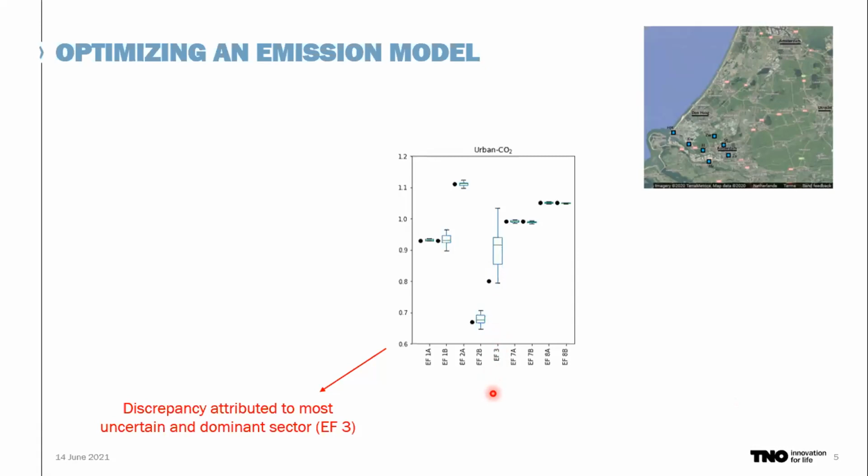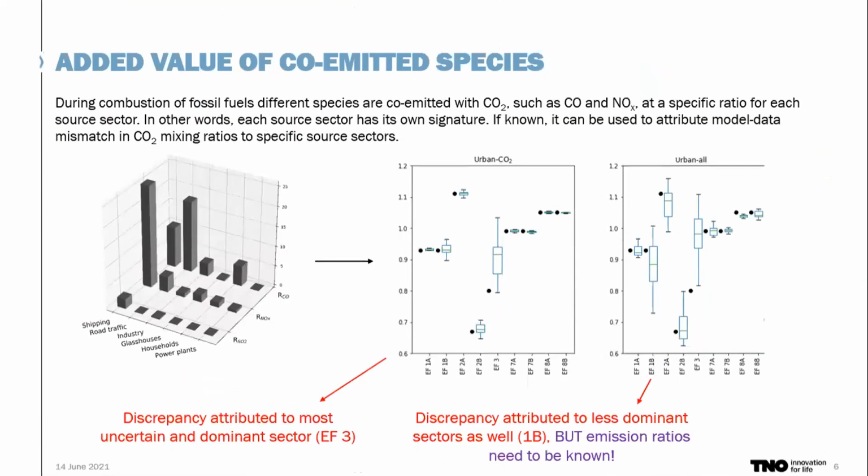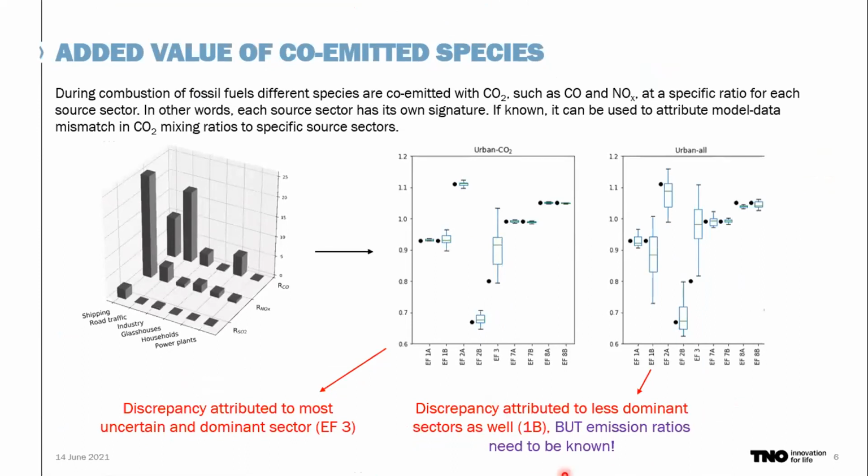What we can also do is the same experiment again, but now with CO-emitted species. The interesting thing about CO-emitted species, well, Mark already showed you a bit on how you can use CO to distinguish between fossil CO2 and biogenic CO2. But these CO-emitted species can also be used to distinguish between source sectors. Here on the left side, you see the emission ratios of CO to CO2, NOx to CO2, and SO2 to CO2 for a couple of sectors. And you see that some of these sectors actually have a very distinct signature.